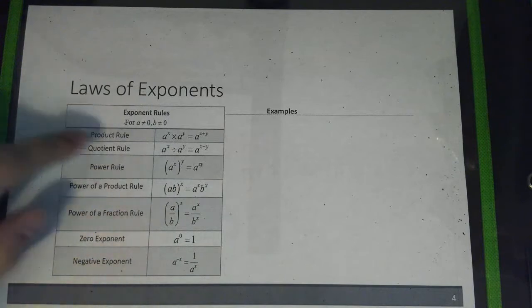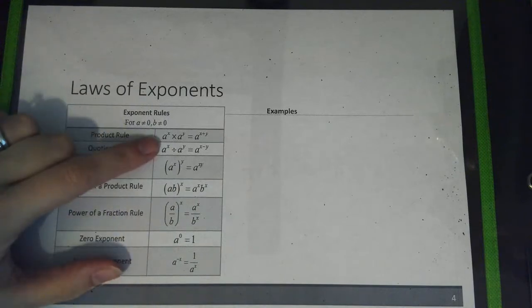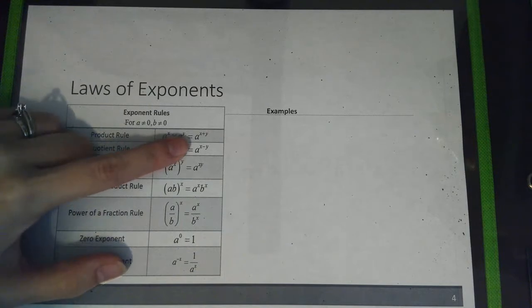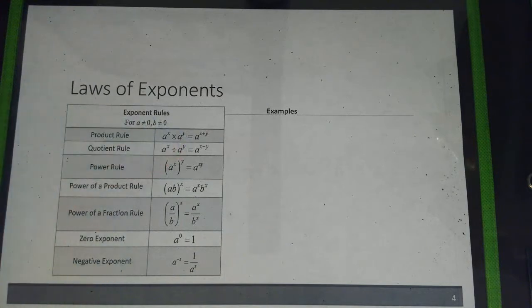First up, we have the product rule. If we have a raised to the x power times a raised to the y power, that will be equal to a raised to the x plus y power.